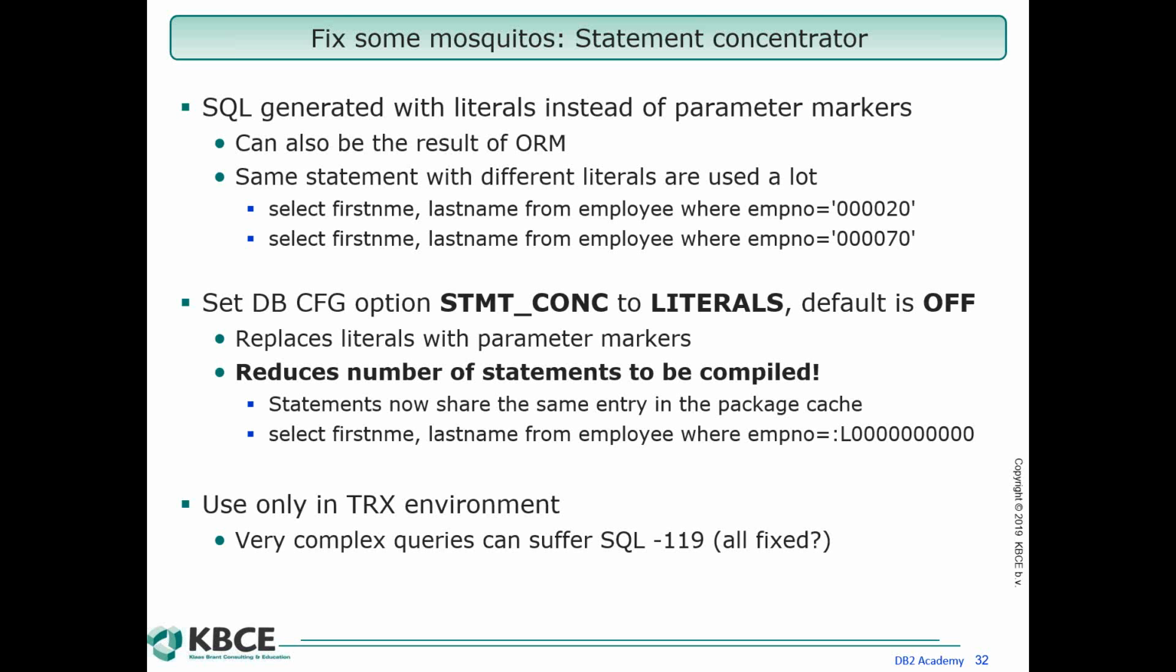It is typically, they've warned in the past that it is for a transaction environment. Don't use the statement concentrator for data warehouse kind of queries, very complex ones where you join lots of tables together, etc. Because in the past, we've seen that statements have suffered in SQL minus 119, which is very weird because that has nothing to do with these literals, has something to do with a group I, which is not there or something.